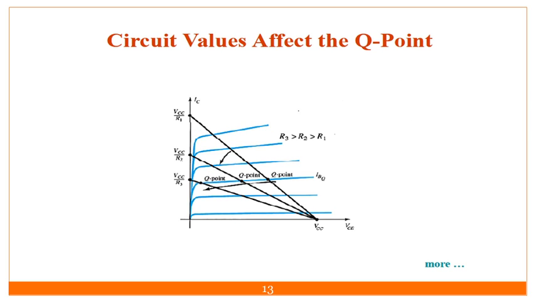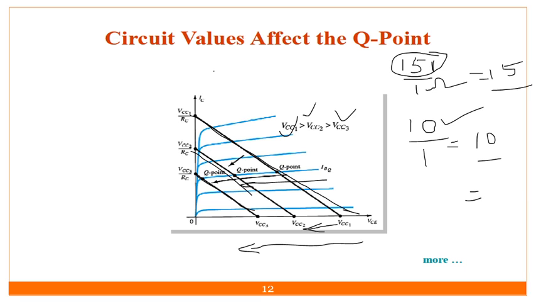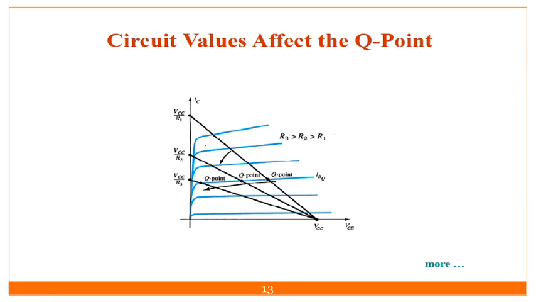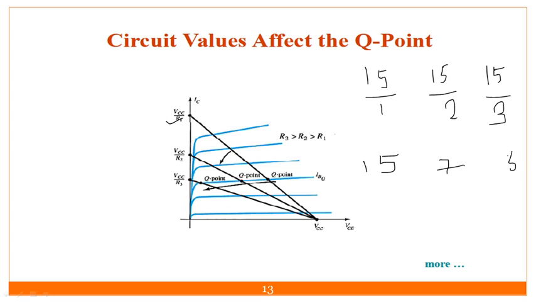Now, in the first case we have taken different values of VCC. In the second case, we will take different values of R. We will keep 15 volt as it is, and R we will take as 1 in the first case, then 2 in the second case, and 3 in the third case. So in this case the current will be 15, in this case 7.5, and in this case 5. So here you will get the maximum current, here a moderate current, and here a lesser current.